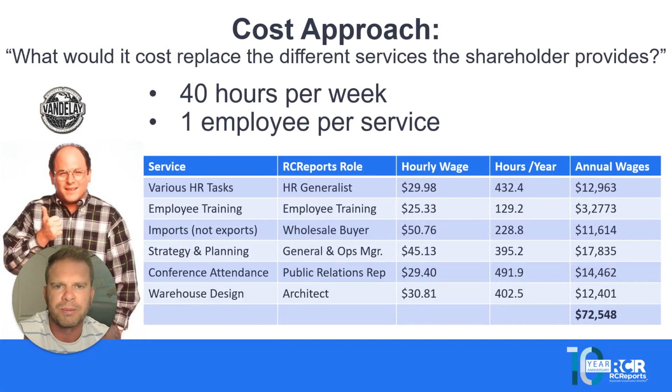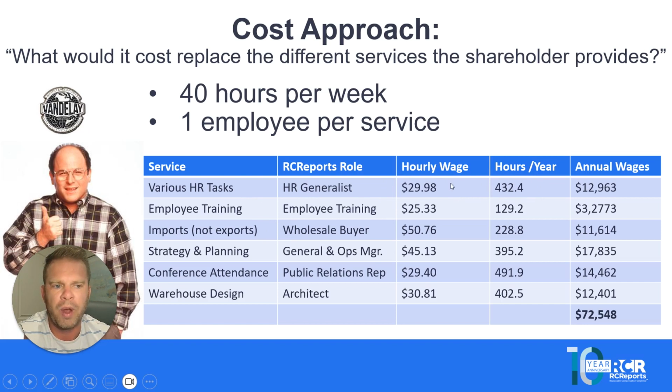The question the cost approach answers is, what would it cost to replace the different services that the shareholder provides for the business? When considering the cost approach, I find it effective to think of replacing each task the shareholder performs with one employee. For example, looking at the various tasks Art performs, let's imagine that we are replacing each of these tasks with an employee. We can see what the employee's hourly wage would be. We can also see how many hours per year we would need this employee to work.